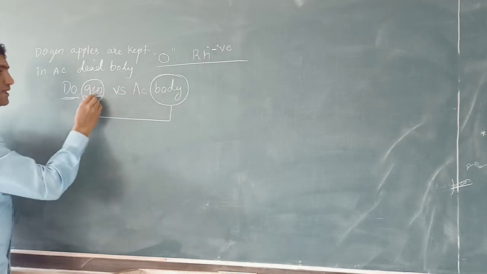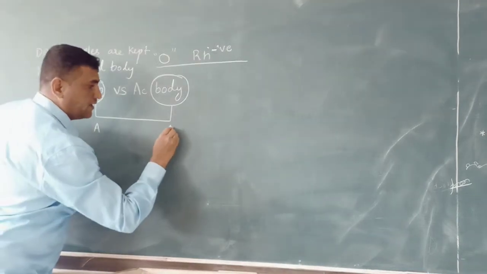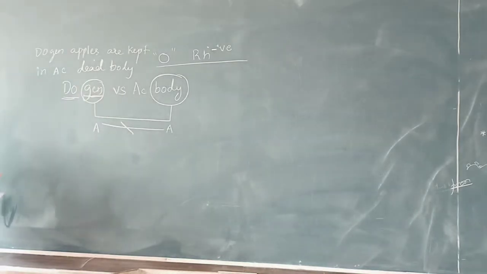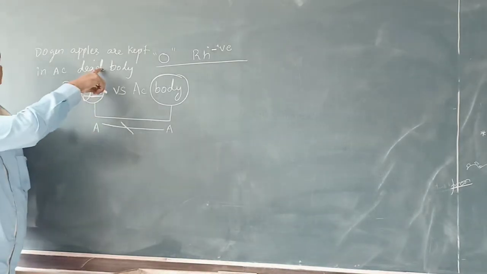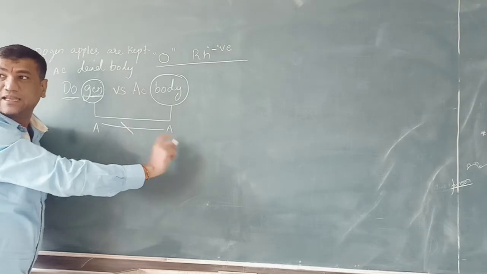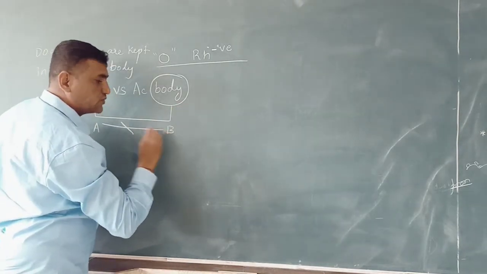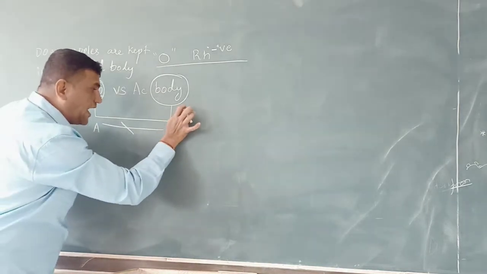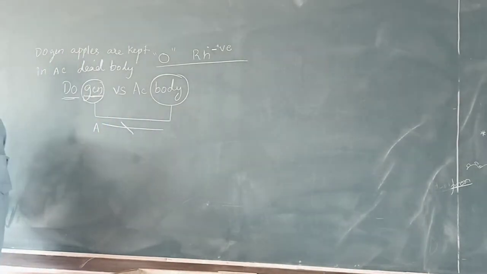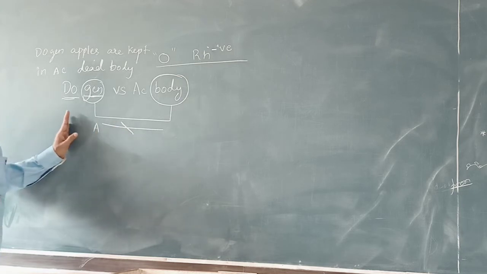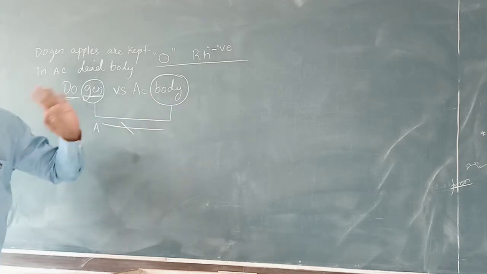Meaning, here if it is A, there is a chance of death. Here, A antibody should not be there. If it is B, no issues. If no antigens, no issues. No antigens also, no issues. No different antibodies also, no issues.